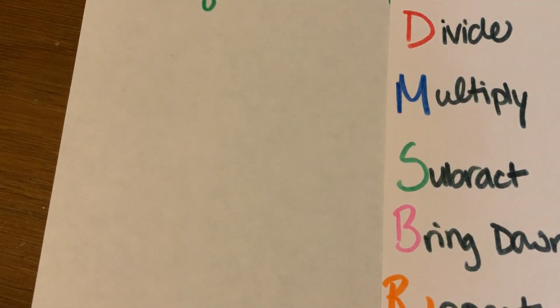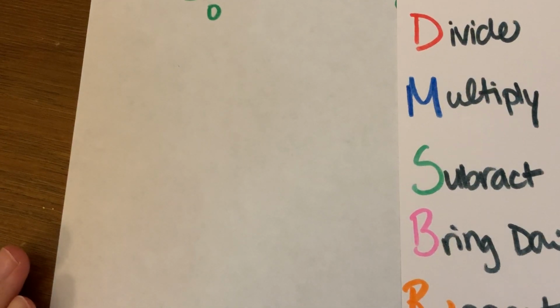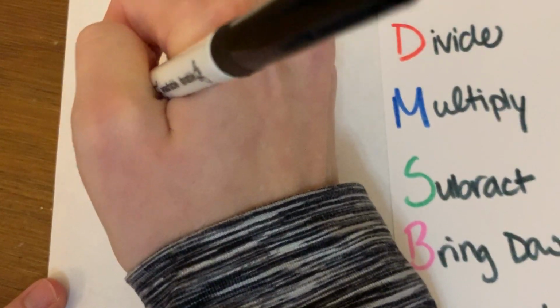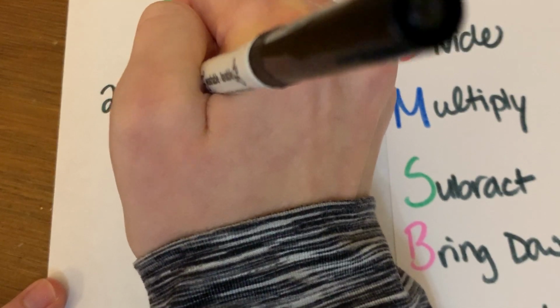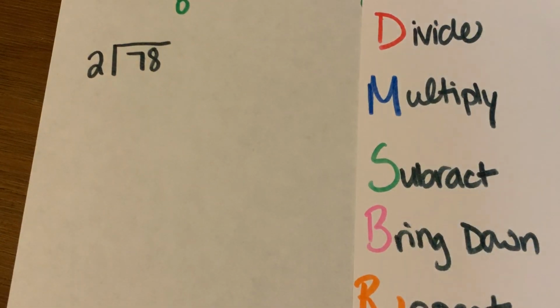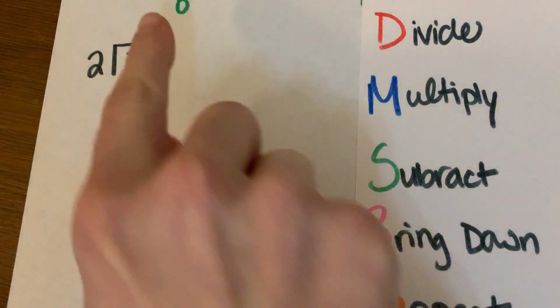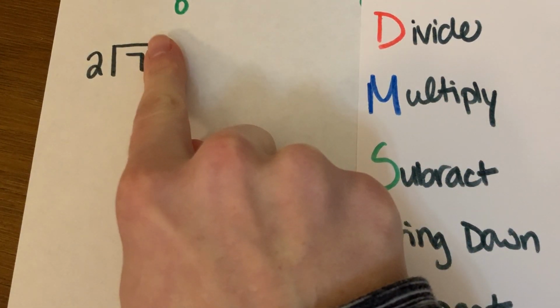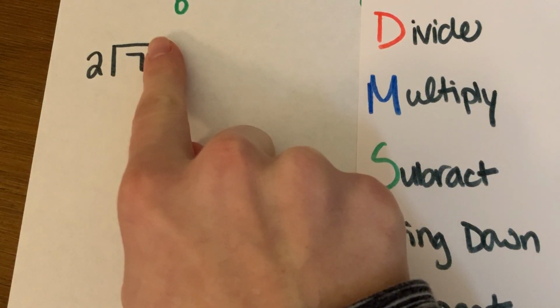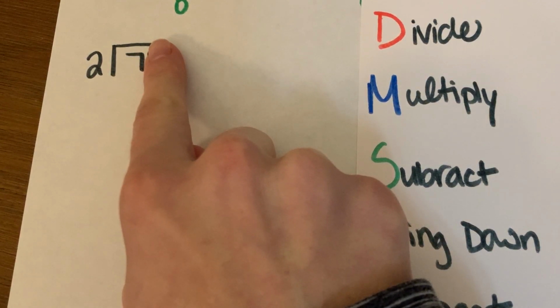This problem is going to be 78 divided by 2. So this one we solve exactly the same way. We're going to start and ask ourselves, 7 divided by 2. Well, 2 times nothing gives me exactly 7. So I have to get as close as possible. Well, 2 times 3 gives me 6, and 2 times 4 gives me 8.